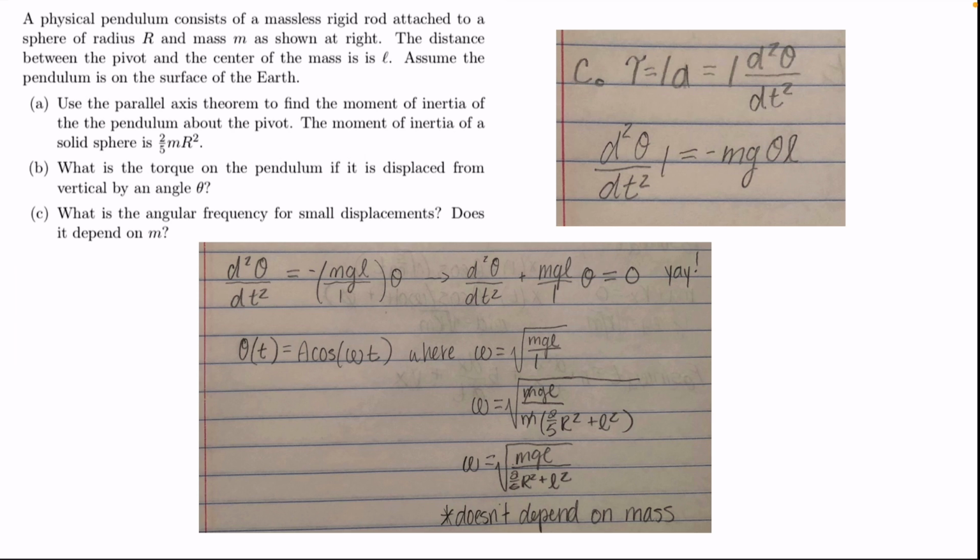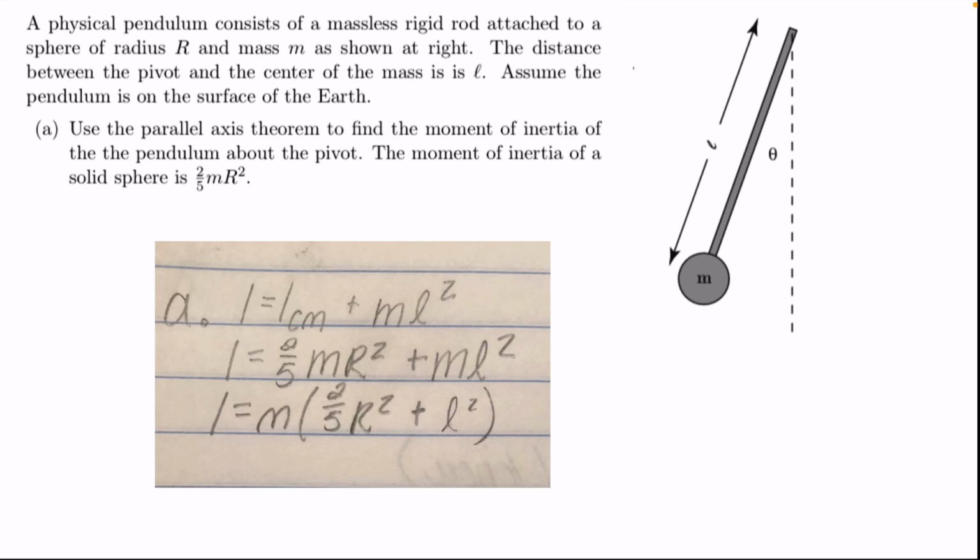The hardest part for me was honestly the moment of inertia, which is weird because the question's pretty simple. But if you don't fully recognize the rod as massless, it can make it a little more complicated. Because if we did have a rod that had some sort of mass, our moment of inertia would be a bit different.